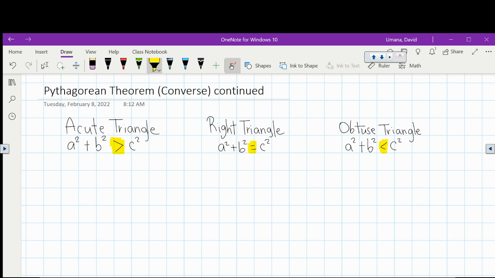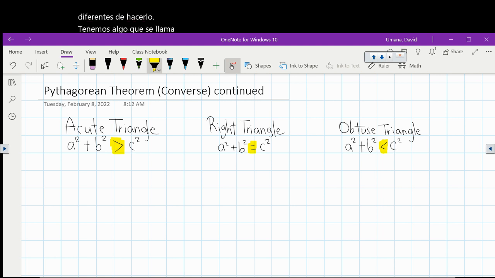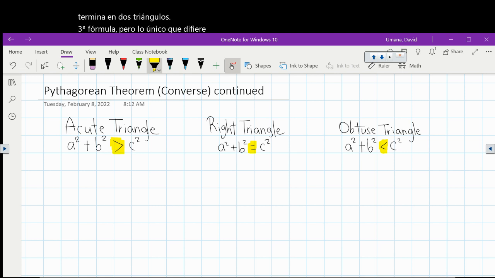So we have three possibilities. We have basically the same formula. We have three different ways of doing this. We have something called an acute triangle with one formula, right triangle, different formula, and obtuse triangle, third formula. But the only thing that differs between them is the symbol. Greater than, equal to, less than. All right, ladies, begin please.